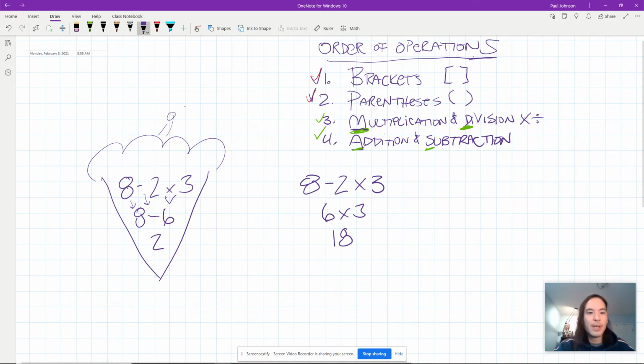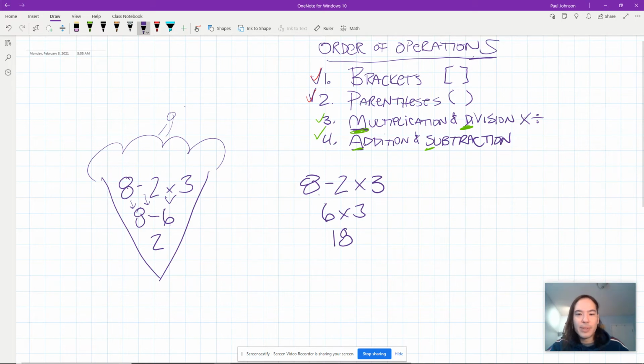That doesn't make sense. I had 8 minus 6 pieces of pizza. Still doesn't make sense. I had 2 pieces of pizza. Okay, that makes sense. So a simplified expression is the simplest way to answer the problem, all right? And 8 minus 2 times 3, that's kind of complicated to say. 8 minus 6, still kind of complicated to say. 2, it's not complicated.